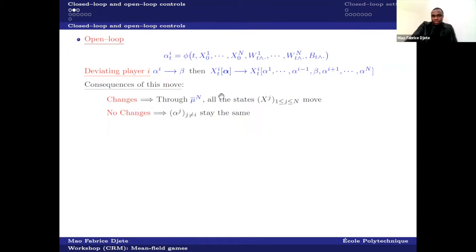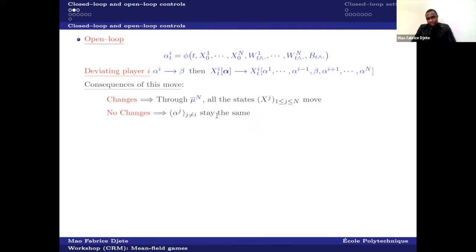And the consequences of this move will be, first of all, I only consider the first step. I forgot about the optimization problem for now. I'm just going to look at what is the consequence of this move at the first step. What is going to happen when you move? So through the empirical distribution mu N, all the states are going to move, of course. But the main point here is there are no changes over the other controls. As the other controls are only functions of the initial distribution, the initial point and the Brownian motion, there is, at first at least, no move for the other controls.